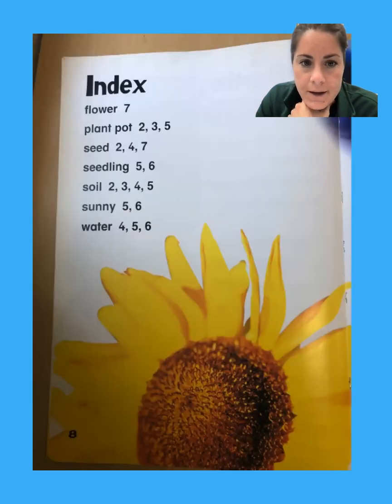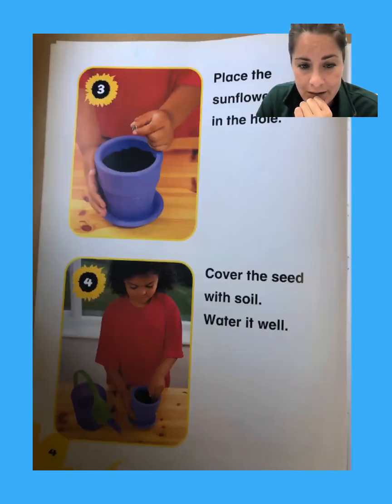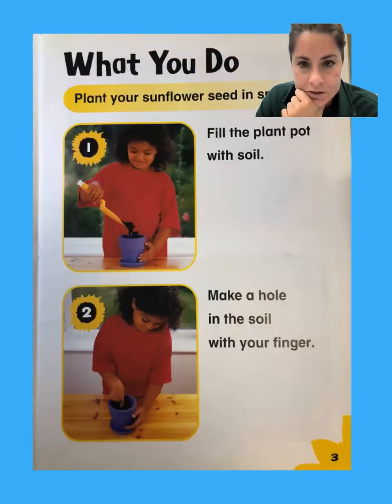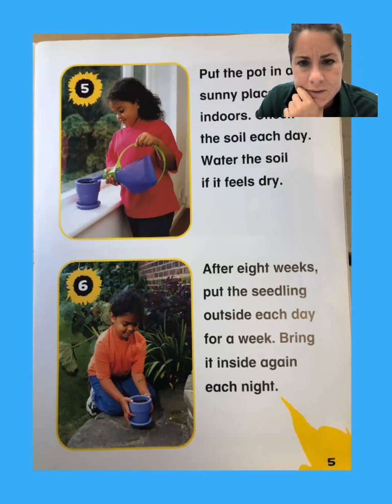All right, so how about index plant pot on page 2, 3, and 5? All right, let's go to page 2, 3. All right, here's 2. You see the plant pot? Yep. All right, is it on page 3? Yep, it's in the pictures and it's right there in that word. And what did they say, 5? Yep, put the pot in a sunny place.